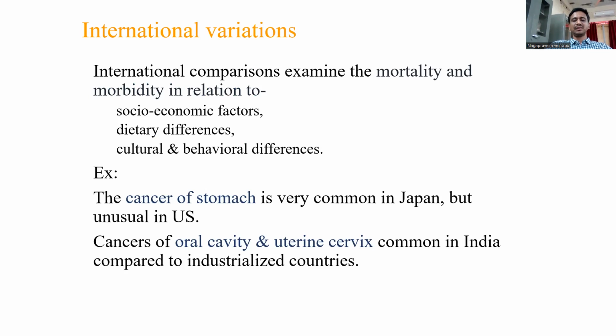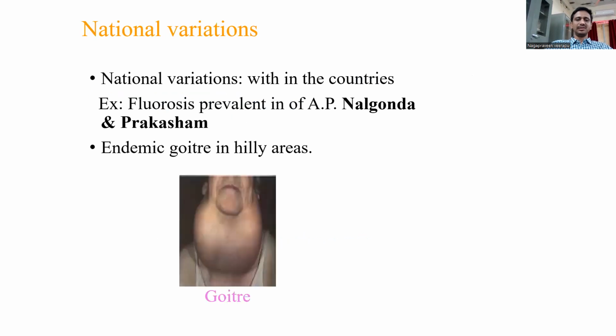Cancer of the oral cavity and uterine cervix is common in India compared to industrial countries, because chewing of tobacco is more common in India, and tobacco smoking is also more in India. Also, the hygiene practices during menstruation among women, getting vaccinated against human papilloma virus, and following good hygienic practices are more common in the developed countries than in India. So both the cancers are more in India when compared to developed or industrialized countries.